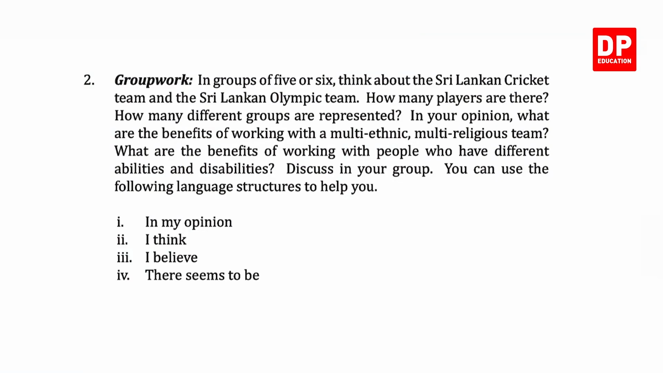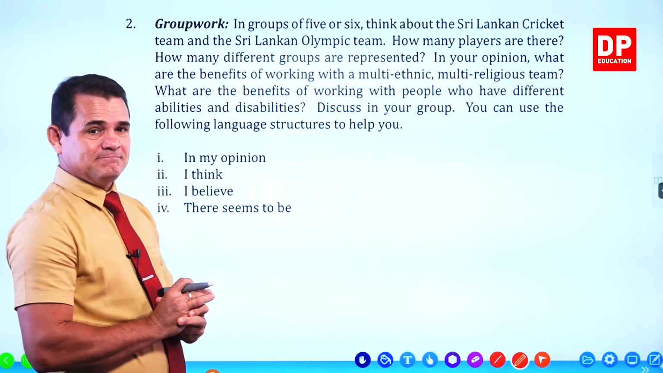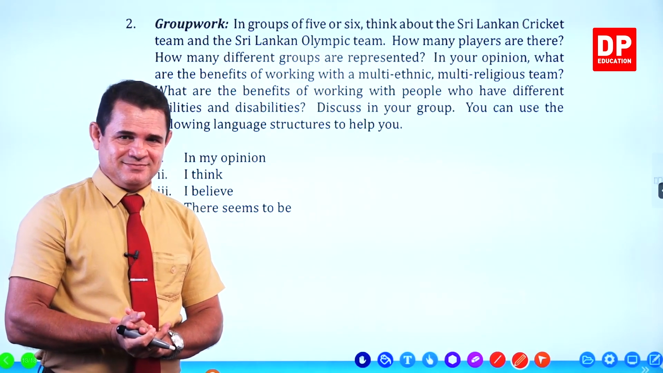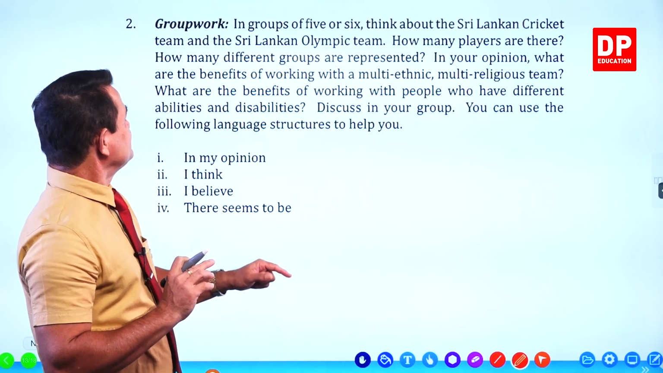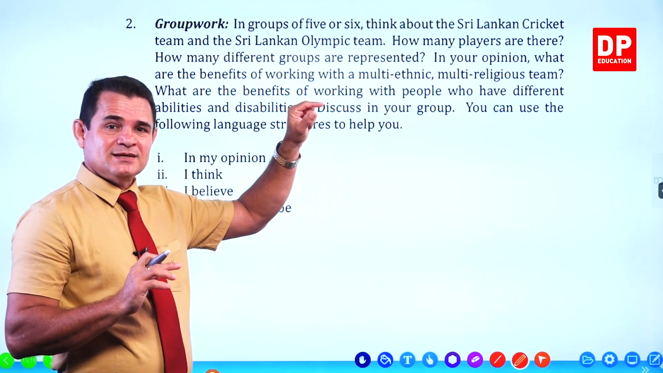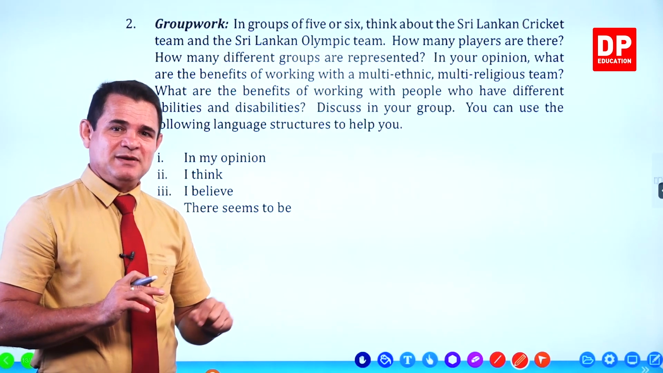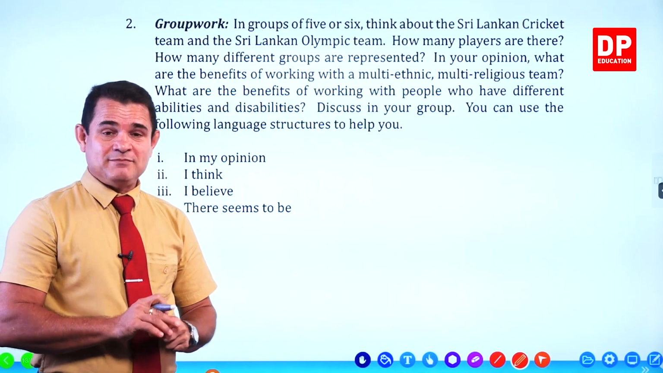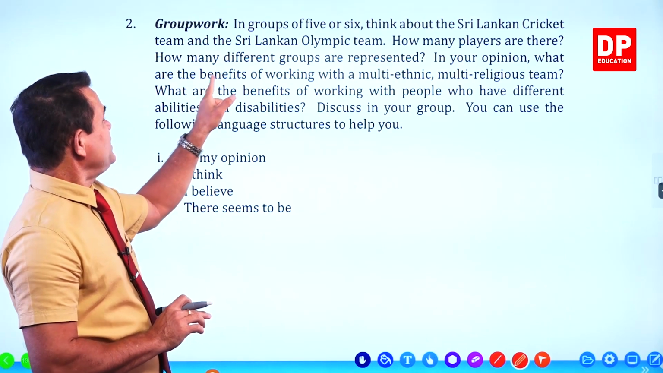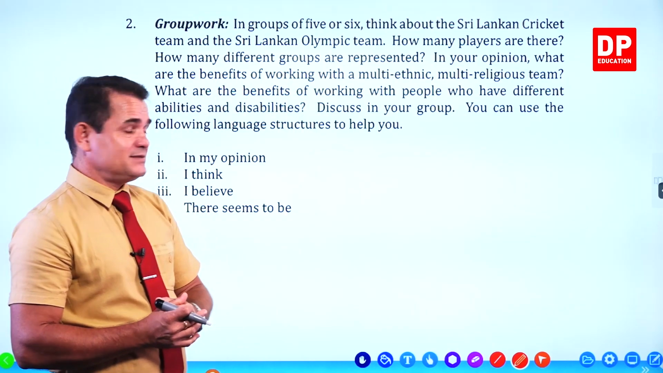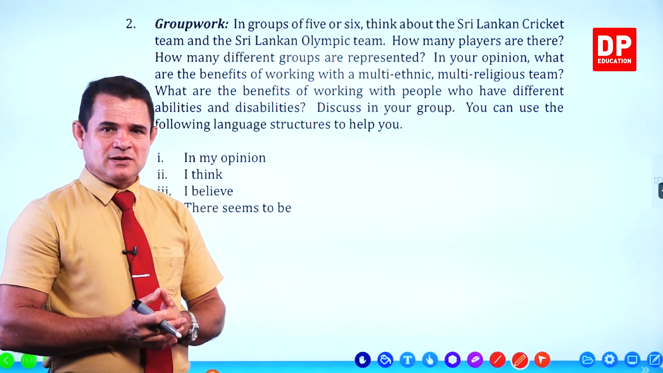Next one, there's a little group work. In groups of 5 or 6, think about the Sri Lankan cricket team. You know, Sri Lankan cricket team. Groups of 5 or 6. Think about the Sri Lankan cricket team and Sri Lankan Olympic team. Cricket team and Olympic team. How many players are there? How many players are there in Sri Lankan cricket team? How many players are there in Olympic team? How many different types of groups are represented? How many different groups? Now even if you take Olympic team, it's not only one sport.